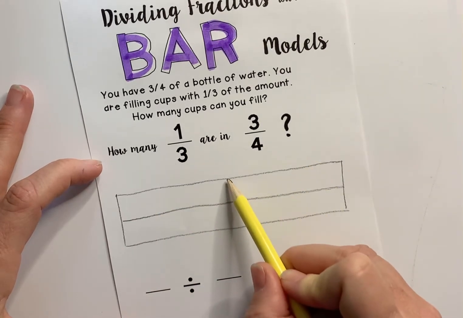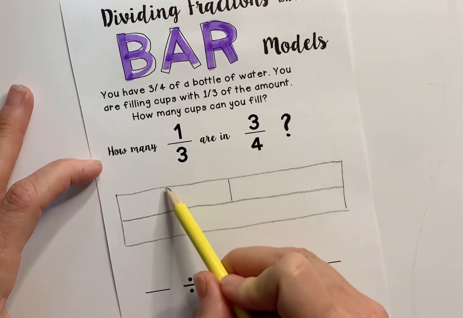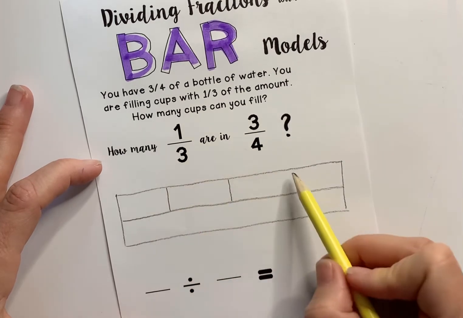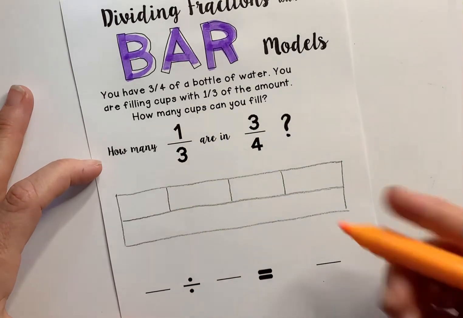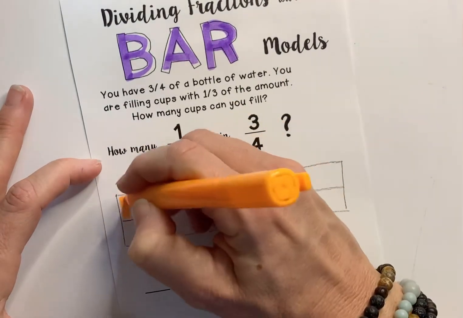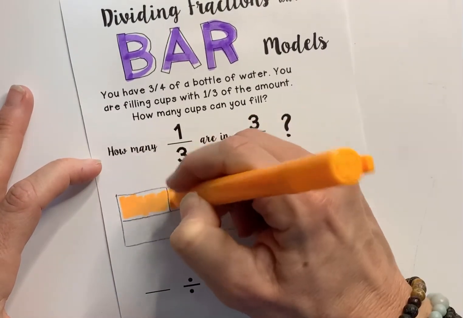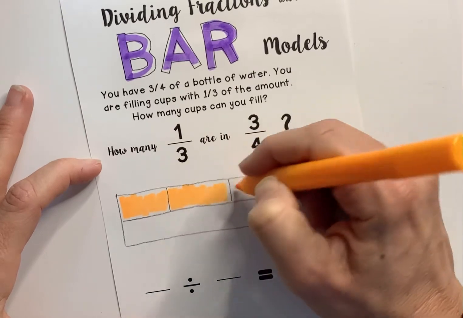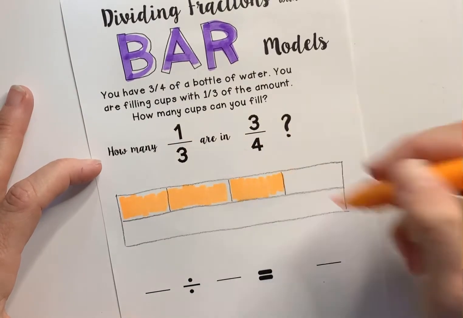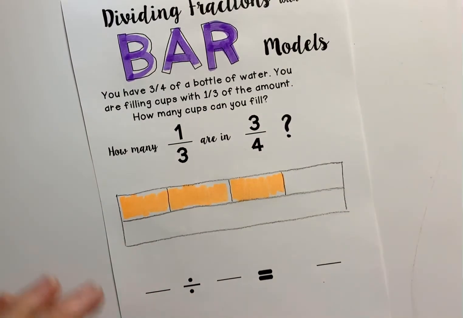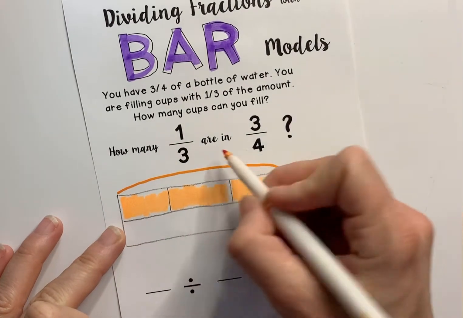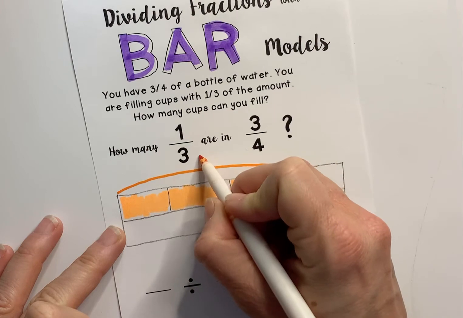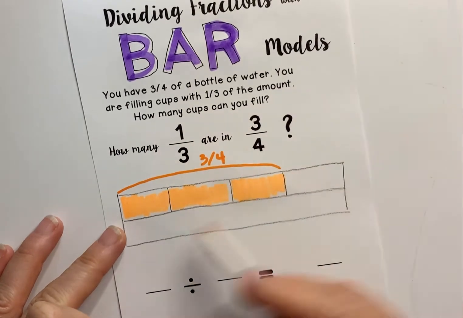So I'm going to break that top bar into fourths. So I cut it in half, and then I cut each half in half. Okay, and I want 3 of them. So we're going to say 1, 2, and there's my 3/4. So all of this, this is 3/4. That's what it represents.